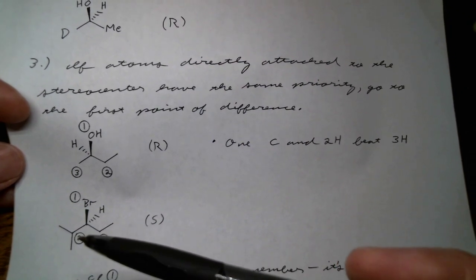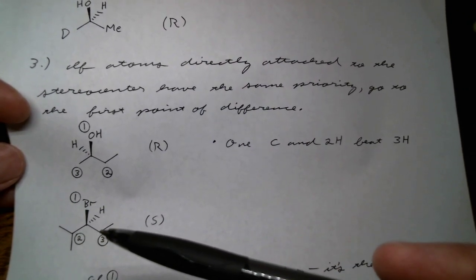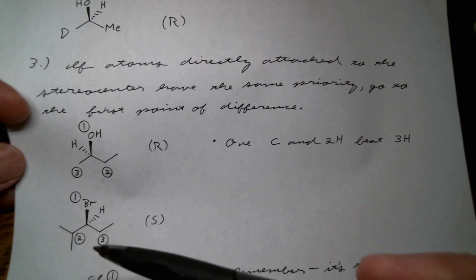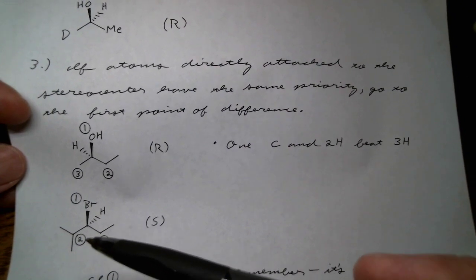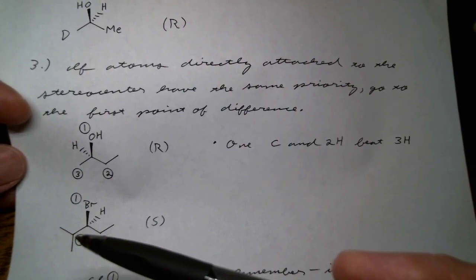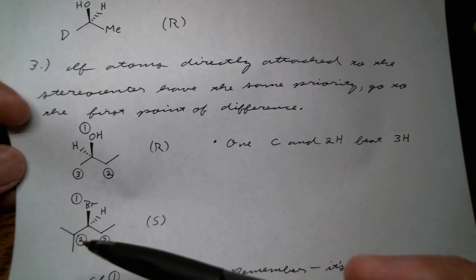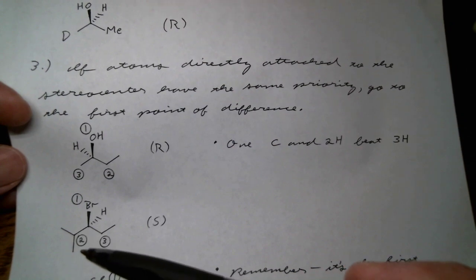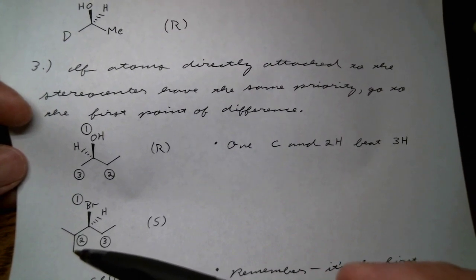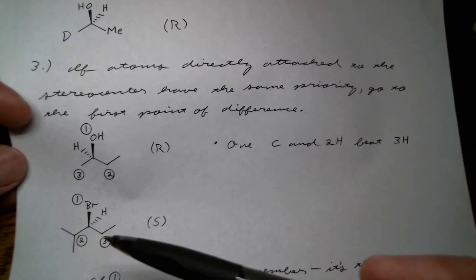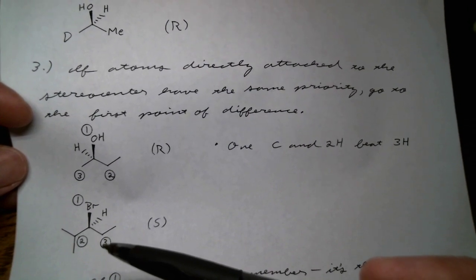These are carbon atoms bonded to the stereocenter. Well, what else are they bonded to? This carbon atom is bonded to 2 hydrogens and a carbon. This carbon atom is bonded to 2 carbons and 1 hydrogen. So it gets the higher priority because it's got that additional carbon that outweighs the hydrogen on this arm.